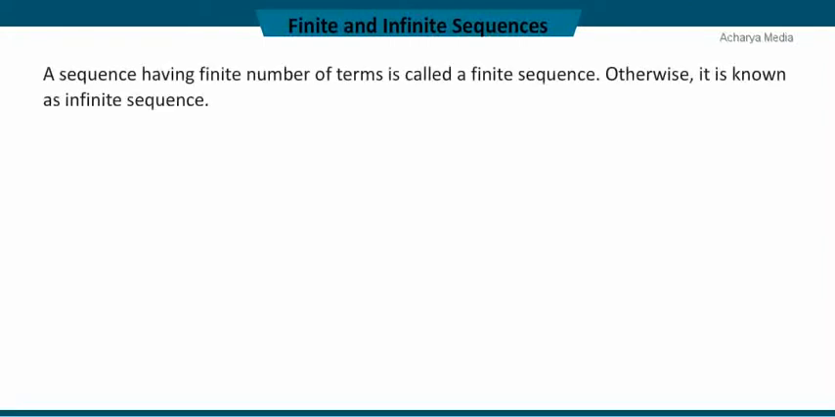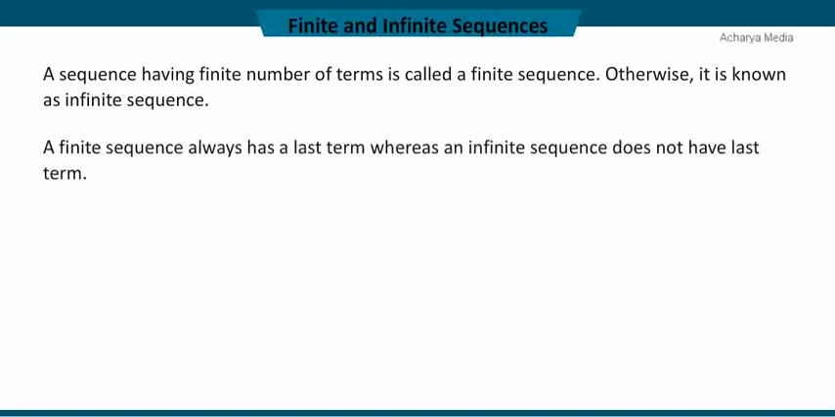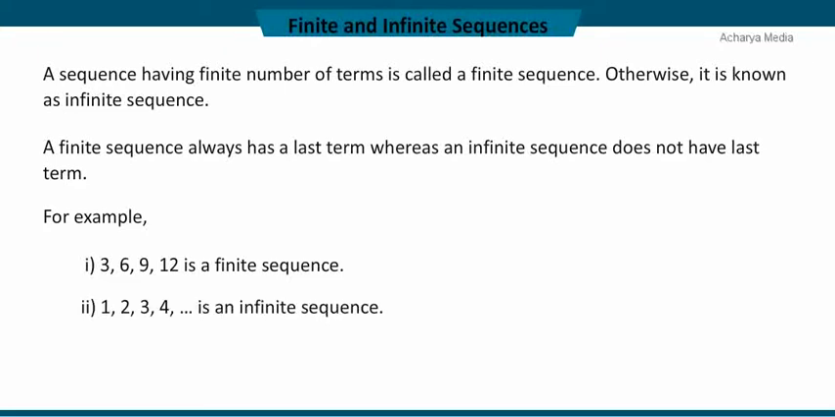Finite and infinite sequences. A sequence having a finite number of terms is called a finite sequence. Otherwise, it is known as an infinite sequence. A finite sequence always has a last term, whereas an infinite sequence does not have a last term. For example, 3, 6, 9, 12 is a finite sequence. 1, 2, 3, 4, and so on is an infinite sequence.